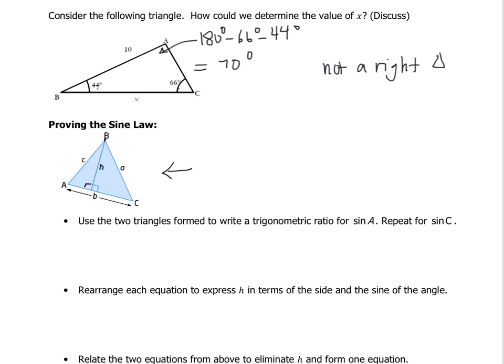So if we look at writing the sine of angle A using the left-hand side right triangle, we get opposite, which is H, over hypotenuse, which is C. And if we look at the right triangle on the other side, triangle B to this here to C, that triangle, then we have the opposite in that triangle would be H over the hypotenuse would be A.